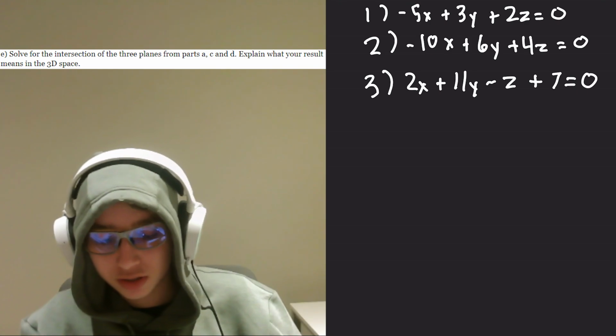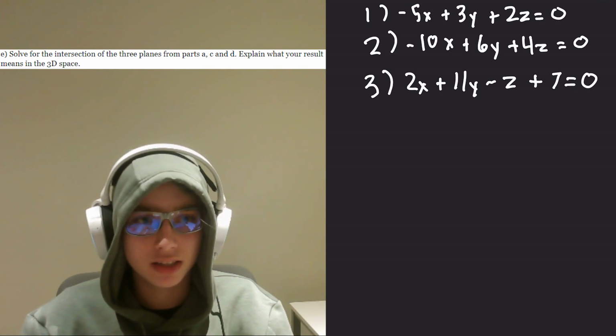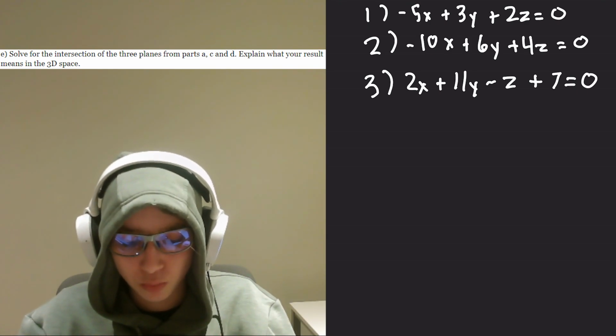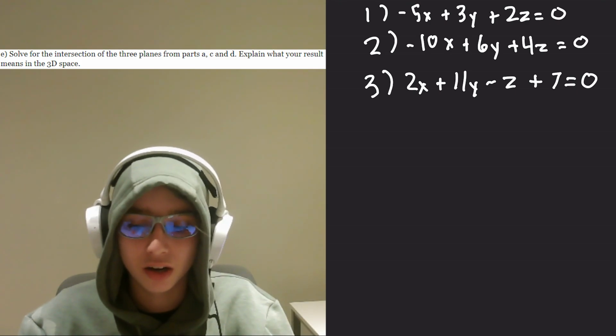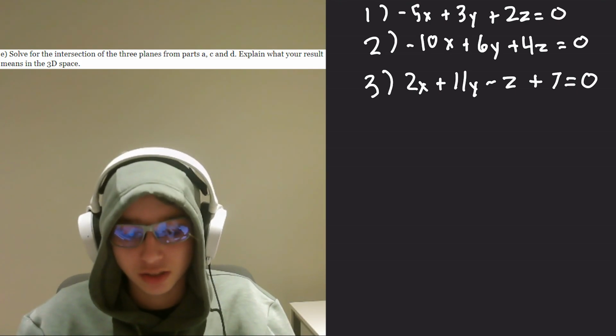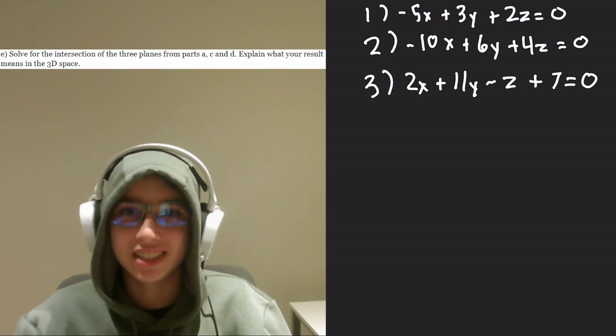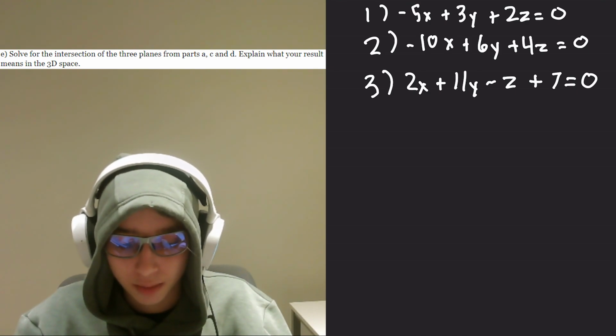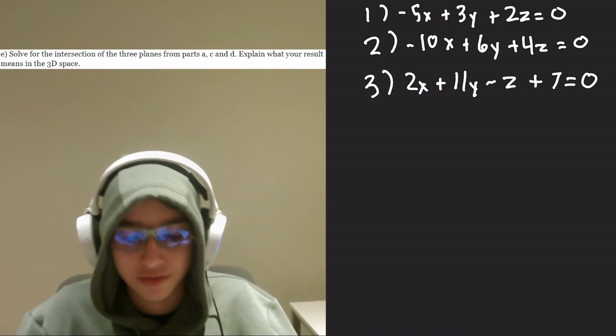Alright, so the first thing that we can maybe immediately see here is that planes 1 and 2 are coincident. So they're both essentially the exact same plane. It's just that the second plane is a factor of the first one.